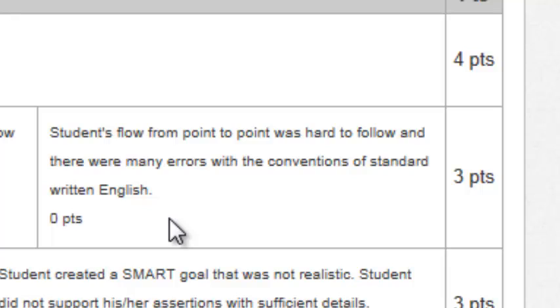If students' flow from point to point was hard to follow, and there were many errors with the conventions of standard written English, then I would receive 0 points. Many errors with the conventions of standard written English means that I had many misspellings, I did not pay attention to grammar, and the assignment was pretty hard to read because of those errors.